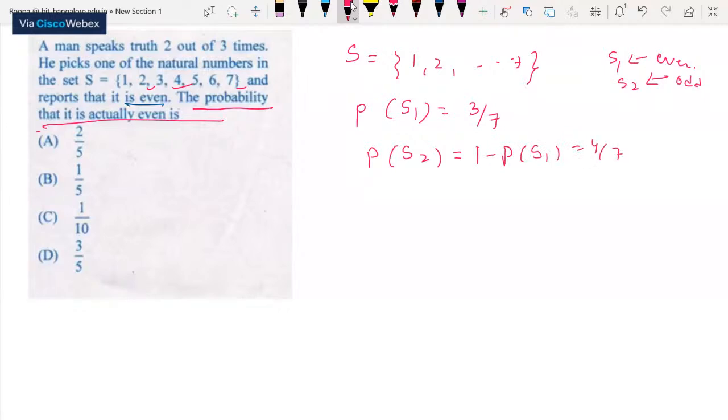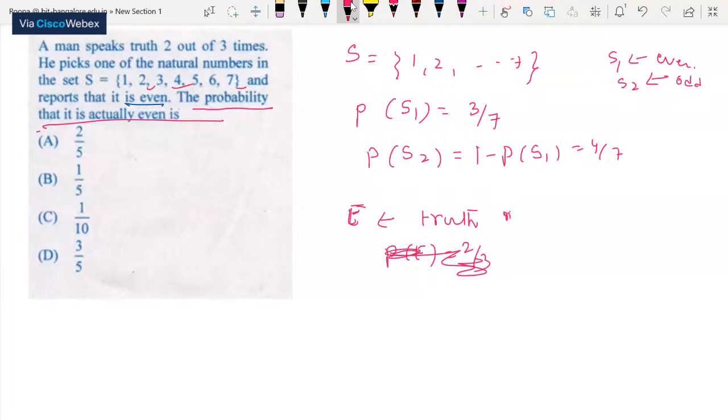Now I'm going to take E as one of the events. For my convenience, E denotes that the man speaks the truth. What is the probability of E? They have given 2 by 3. E denotes the man speaks the truth.